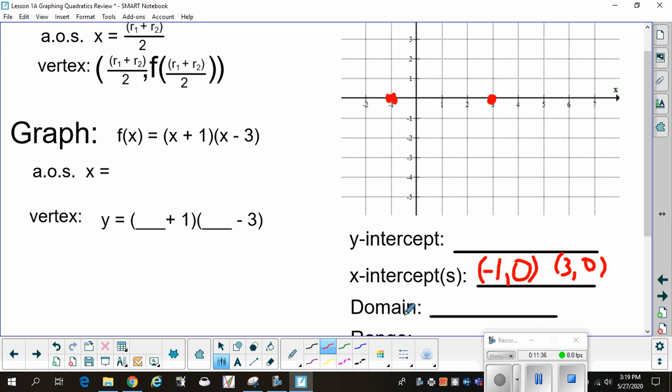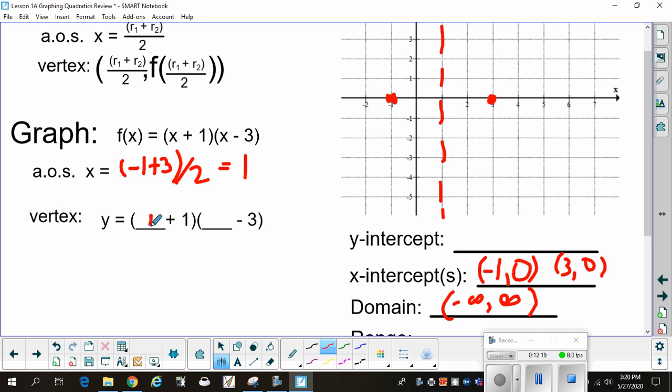Some other things that you also know, the domain is going to be from negative infinity to positive infinity. Now, the vertex, okay, I've got to figure out what's halfway between negative 1 and 3. So I've got negative 1 plus 3 divided by 2. Well, this becomes 2 divided by 2 is 1. So x equals 1 is my axis of symmetry, and my vertex is going to be on this axis of symmetry.